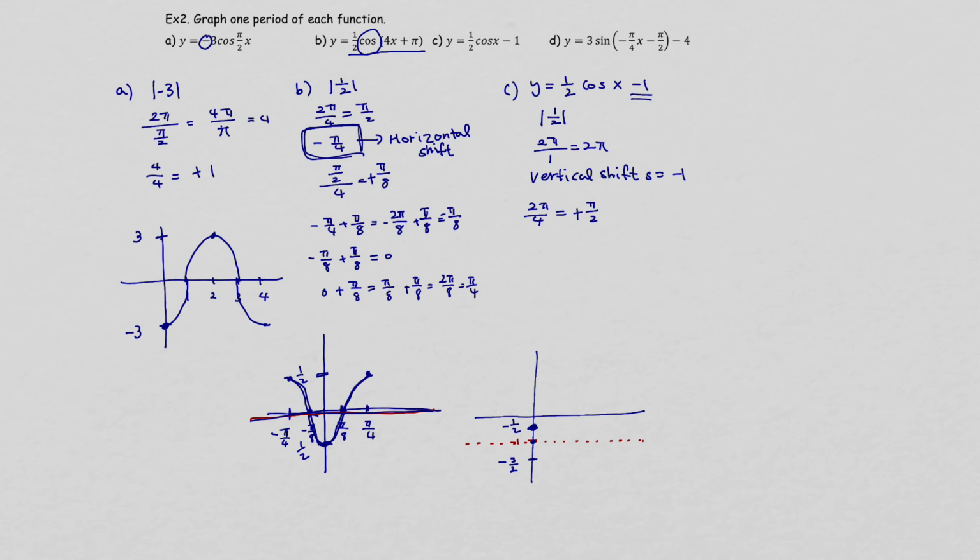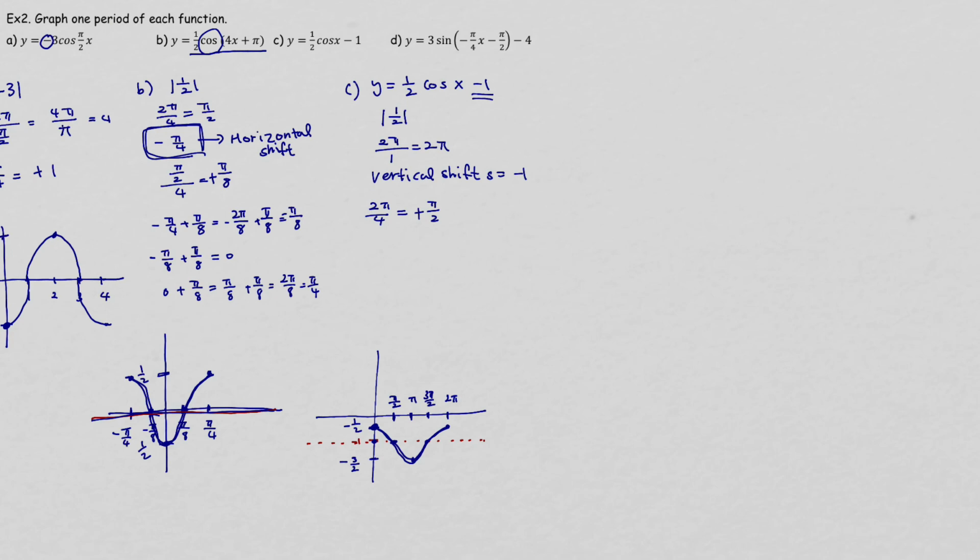Your 5 key points: add pi over 2, and pi over 2 plus pi over 2 is going to be pi. Then adding another pi over 2, there will be 3 pi over 2, and then that will be 2 pi. We'll be here then, going down, coming back. That's the graph you're going to have for C, the cosine function.